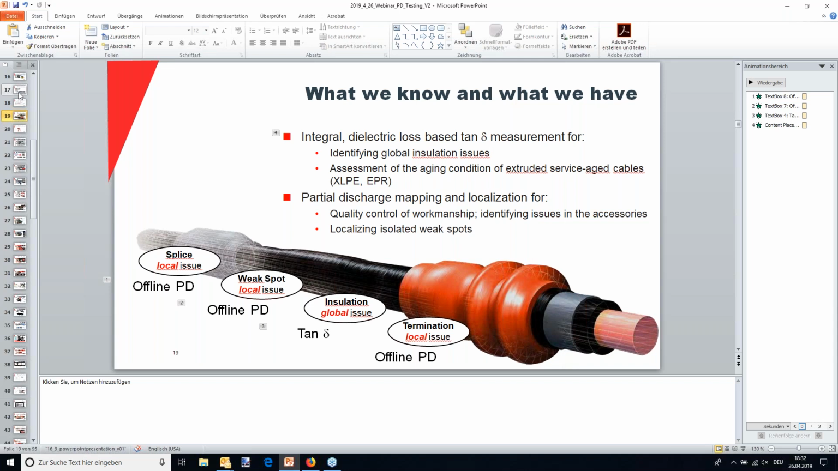One typical thing I can say about extruded cables is that new cable, when you test it up to 2 times U0, is PD free.